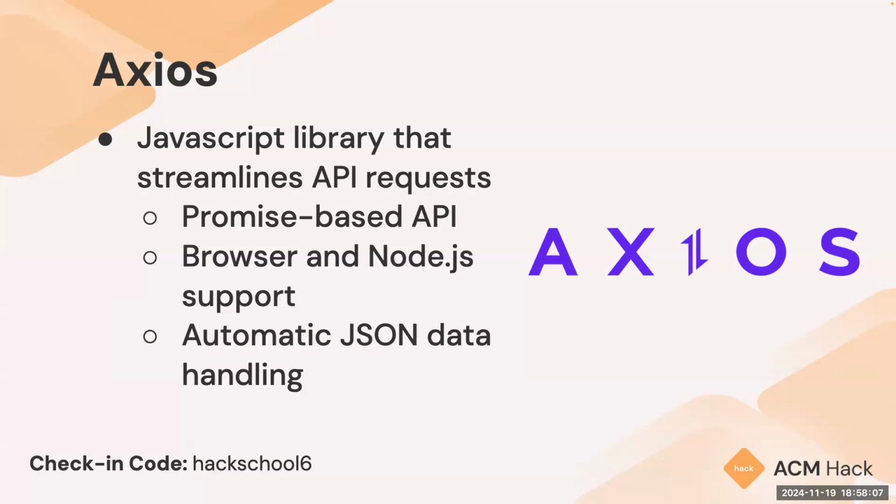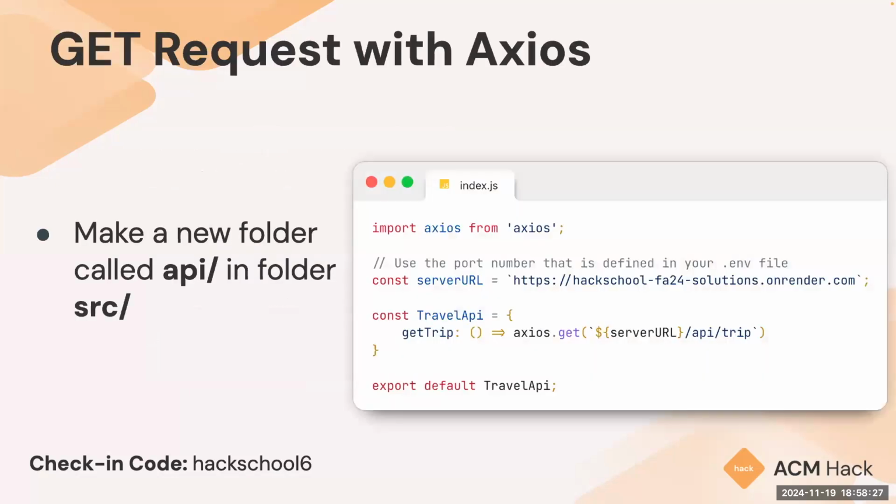So we use Axios in order to streamline API calls. The reason why we're doing this is because it's a promise-based API, and the key thing is that it automatically handles JSON data. So that's why we're going to be using it today. Hopefully no one had any issues running npm install Axios. If you came late, feel free to do that in your terminal real fast. But let's talk about GET requests and POST requests using Axios.